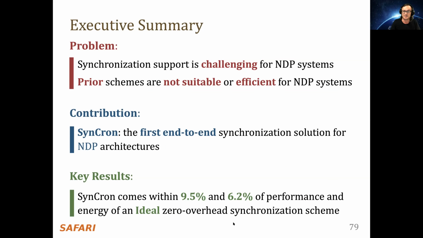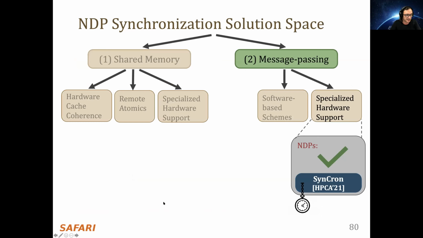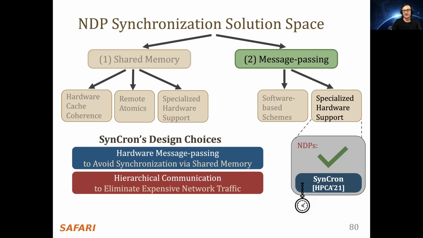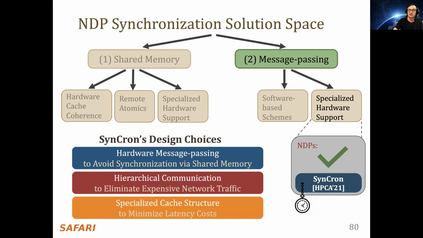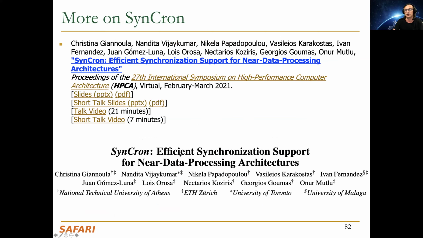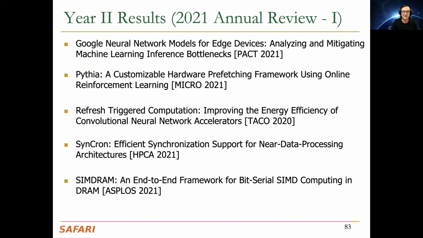And this is the first end-to-end synchronization solution for near data processing. We see significant performance benefits over past solutions that are applied to near data processing, and it's very close to a zero overhead synchronization scheme. We have a classification of different synchronization solution spaces, as you can see, and we make some design choices, as you can see in these slides, but I'm not going to go over these. You can read the paper for more detail.